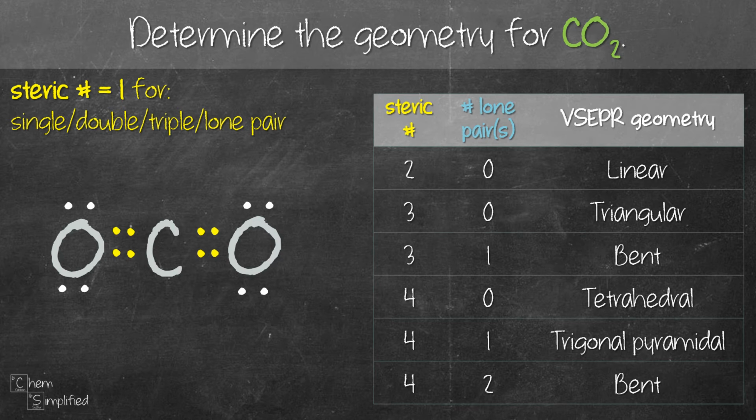So steric number 2 and 0 lone pair, if we refer to the table on the right hand side, that's going to give us linear shape. That is the geometry for CO2.